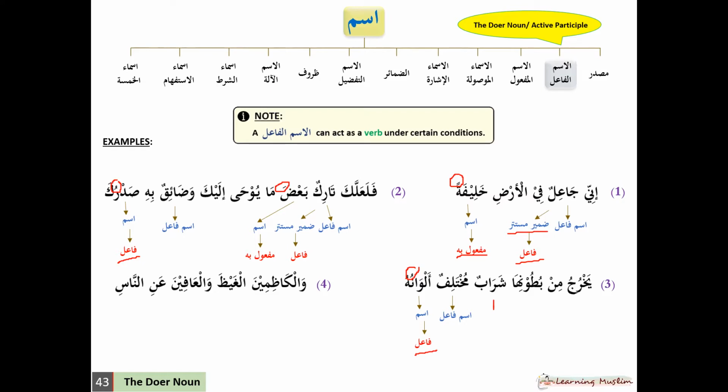Number 4, وَالْكَاظِمِينَ الْغَيْظَ وَالْعَافِينَ عَنِ النَّاسِ. So kazim is an ism fa'il, and it has a pronoun attached to it that will have the role of fa'il, and al-ghayda, that noun, will take the role of maf'ul bihi, because in this case the ism fa'il is acting as the verb. That's why the word al-ghayda is in the state of nasb, it's the maf'ul bihi. Wal-kazimin al-ghayda, and those who are suppressing their anger, wal-afina 'anin nasi, and they are forgiving upon people.